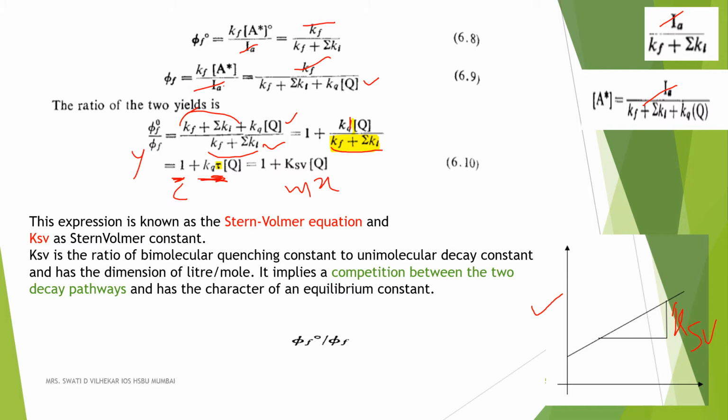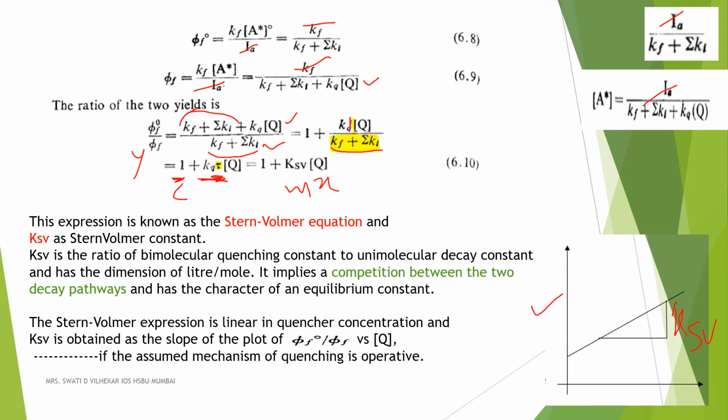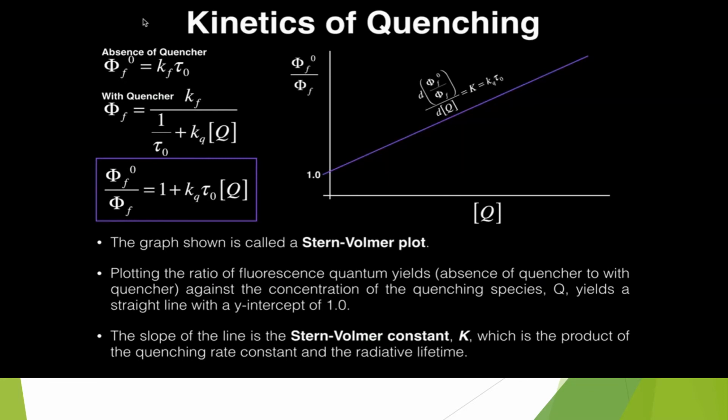Before that, the Stern-Volmer equation, as I have shown you in the graph, is a linear plot where we get a straight line with the Stern-Volmer constant as slope and 1 as the intercept, when a single mechanism of quenching is operative. Now let's watch a video, and after that there will be the two cases. As we have written here, there is a competition between two decay pathways. It means we need to see what the mechanism will be if static quenching is present, and what it will be if dynamic quenching is present. So have a look at the video.